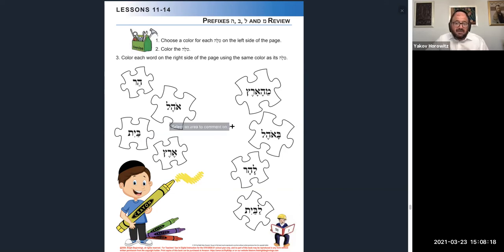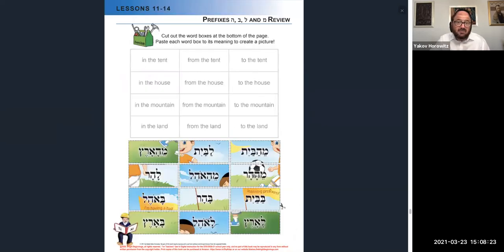But this is just finding the root word from the complex words. Ohel is, as you see, ohel, and so on, just to be able to identify those words themselves. In the workbook, it's a cut and paste exercise. For example, this one here, middle row, right, top, labayis would be to house, so that would be right over there. Okay, so let's move on now.